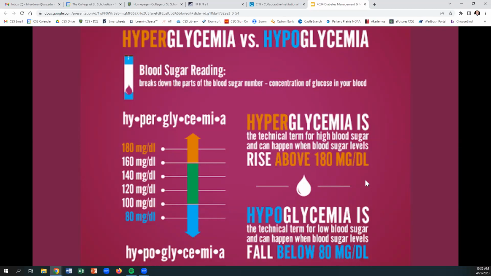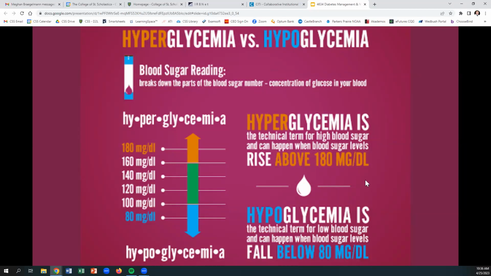You may have read in your book that 80 to 100 is kind of the normal range. Anything over 100 is considered hyperglycemic. And yes, I would say in the home setting, that's probably pretty true. In the hospital setting, there is a little bit more flexibility just because there's more control. Okay.